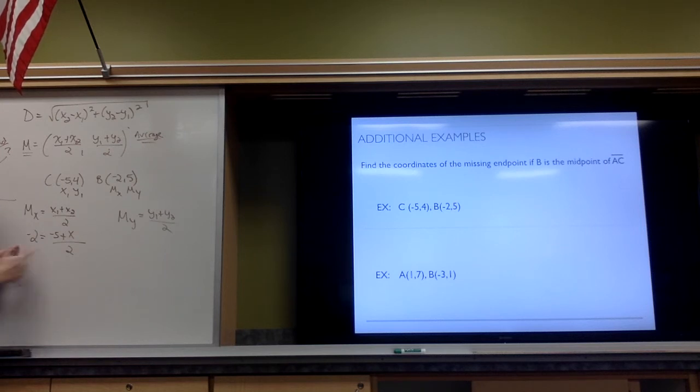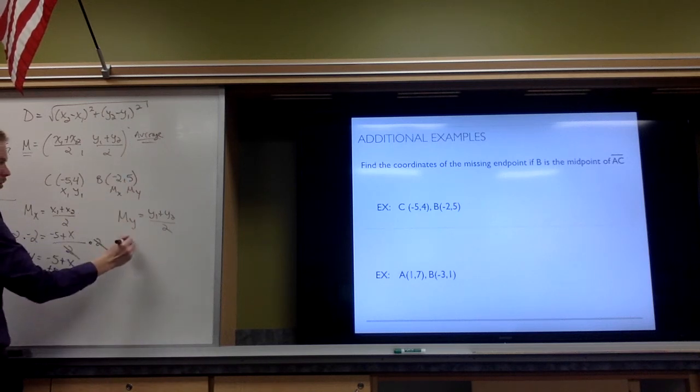To solve this, I want to get rid of the 2, bring it over here. If I'm dividing by it, we're going to multiply to cancel things out. Okay? I get -4 equals -5 plus x. Add 5 to the other side to get x by itself. So I get the x coordinate to be 1. So this guy's a 1, the x coordinate. This is just a general graph. Okay, this isn't what goes with this.